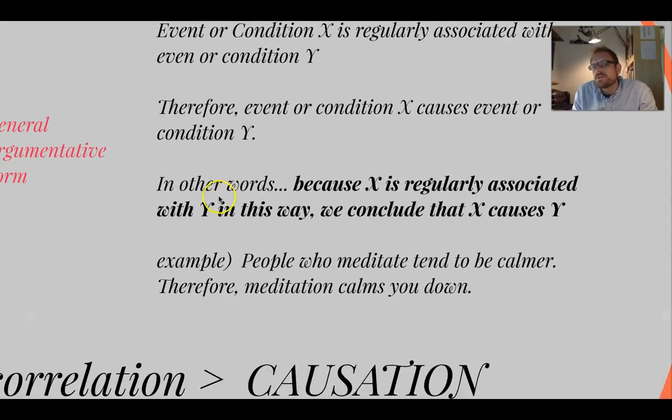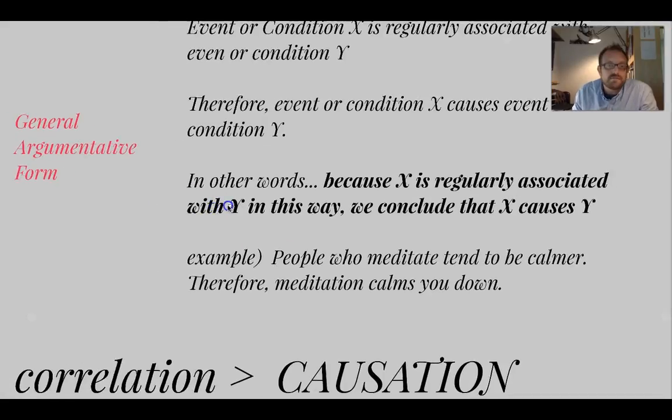So in other words, when we're looking at arguments about causality, what we're saying is that because X is regularly associated with Y in this or that particular way, we're going to conclude that X is causing Y, or X causes Y, right? So for example, here's a simple example. Someone might say, people who meditate tend to be calmer, therefore meditation causes you to calm down, right? So that's a very simple argument that follows this general argumentative form.